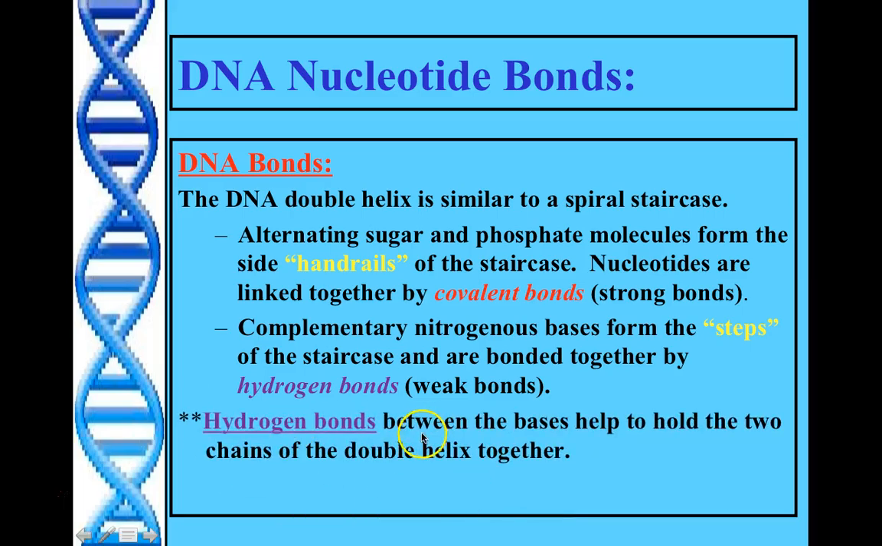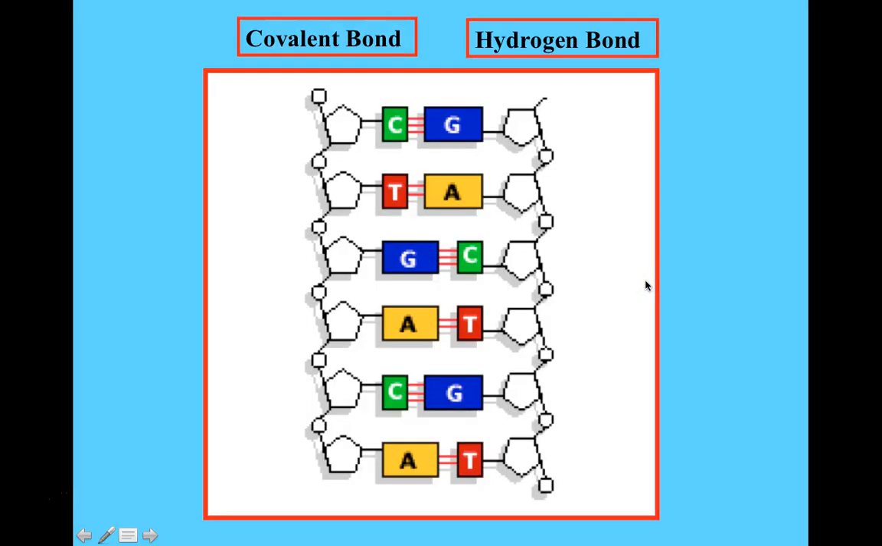As stated before, the hydrogen bonds help hold the bases together, but they also allow DNA to unzip or unwind, so replication, transcription, and translation can occur. So let's take a closer look at where these covalent and hydrogen bonds are located. First of all, let's break this down.